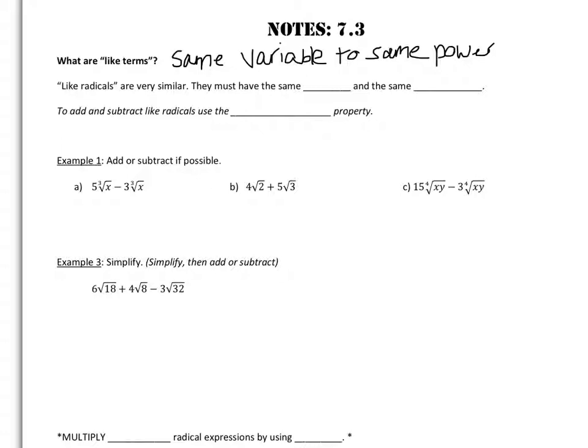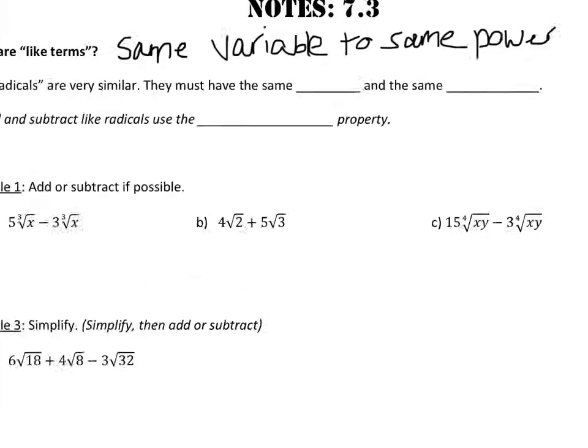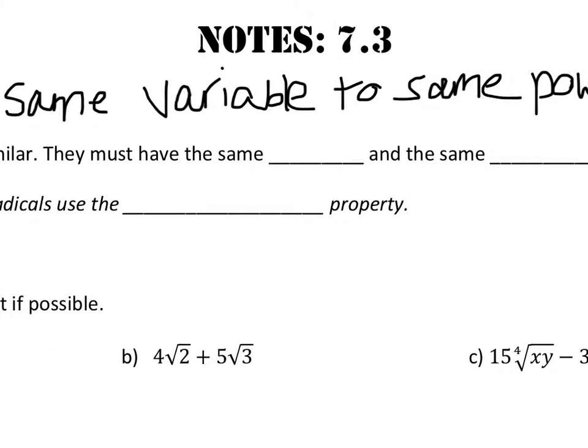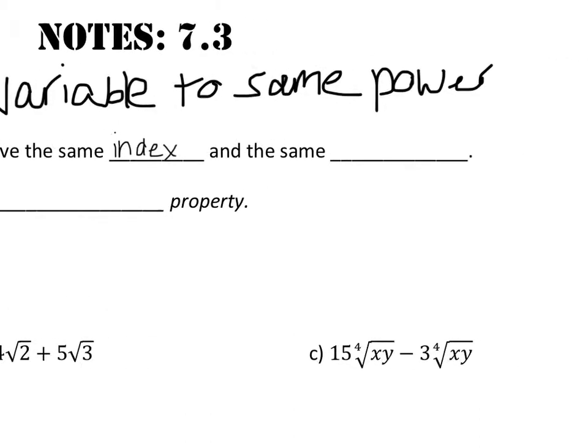So like radicals, in order to add radicals, they have to be very similar. But it's not necessarily the same variable to the same power. They have to have the same index, that's the little number up top. And they have to have the same radicand, which is whatever's inside the radical.